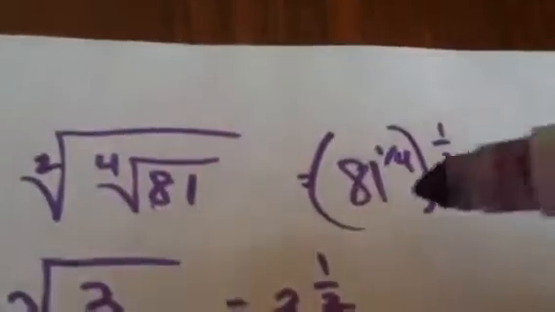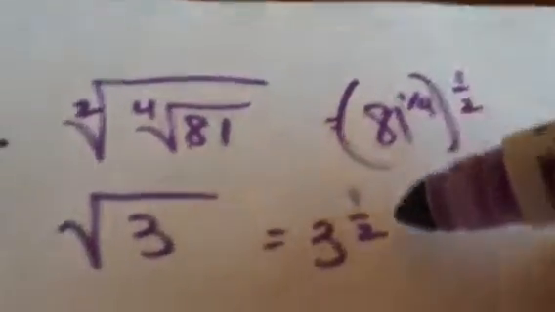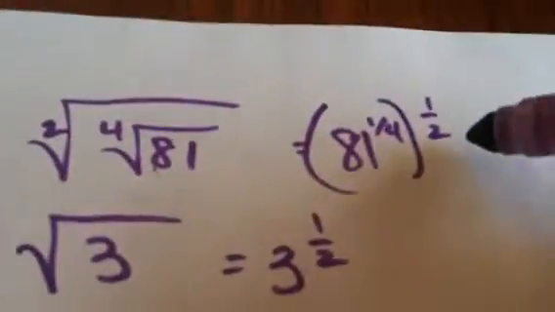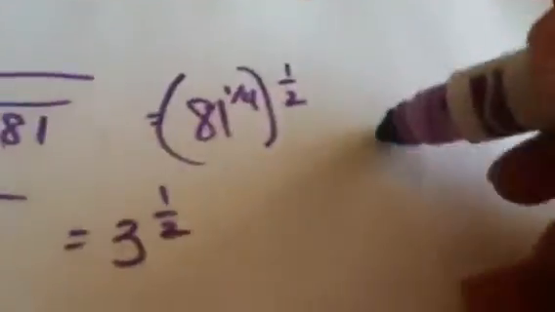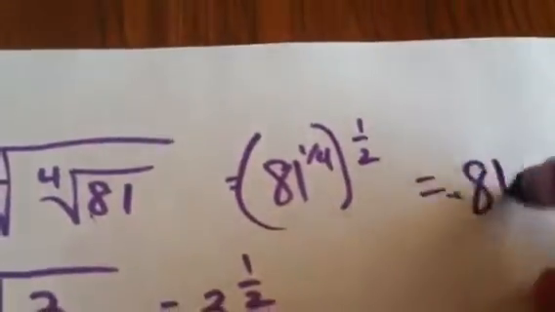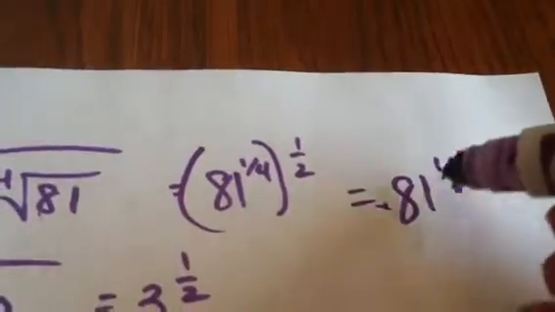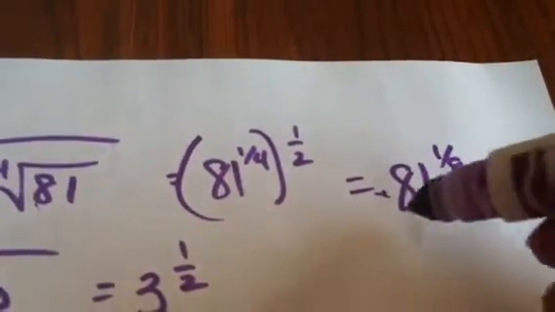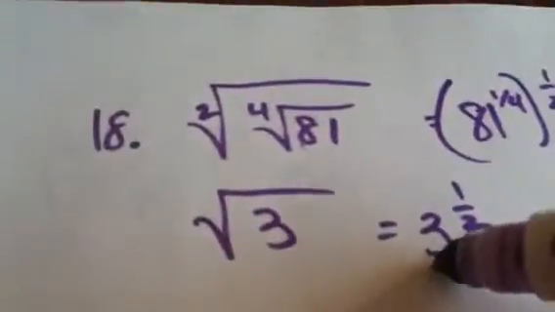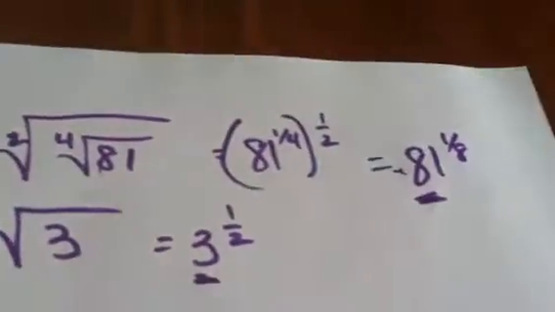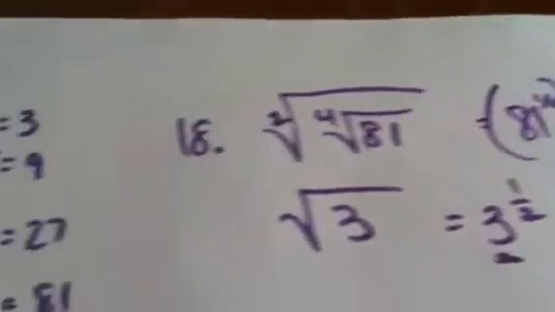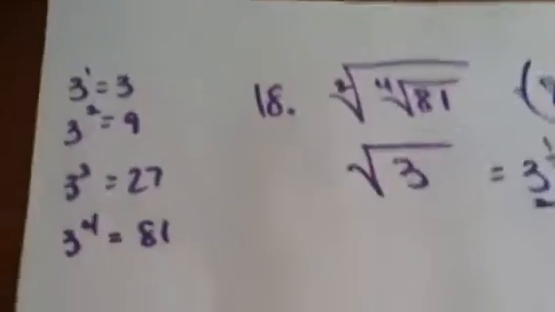So you could again take 81 to the 1/4, which is 3. So you're going to get 3 to the 1/2. You could write this, I guess, as 81 to the 1/8, but I don't consider that all the way simplified. Obviously, that one's a lot bigger of a number than this. Okay. So hopefully that will give you enough to get started. I could do one more if you want.